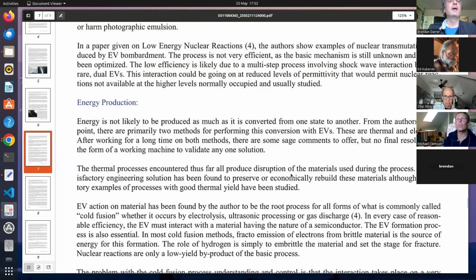Very important. Energy production. Energy is not likely to be produced as much as it is converted from one state to another. From the author's viewpoint, there are primarily two methods for performing this conversion with EVs. These are thermal and electrical. After working for a long time on both methods, there are some sage comments to offer, but no final solution in the form of a working machine or validation of any one solution.